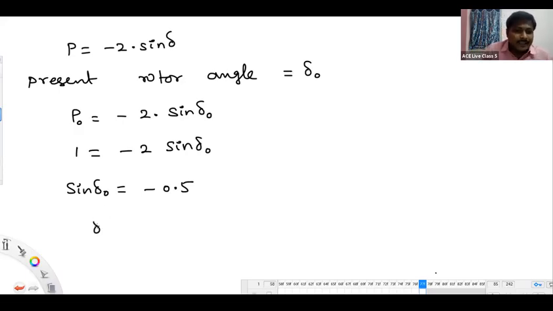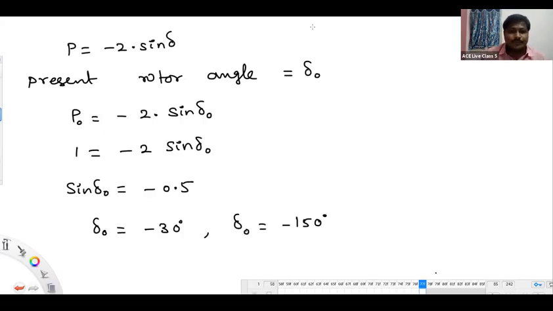Sine delta naught. How much is the delta naught value? Tell me please. How much is this angle delta naught? Two options you get. One option will be minus 30 degree. Another option, anybody? Any other option we get other than minus 30? Minus 150 degrees is another option, right? Just observe here.